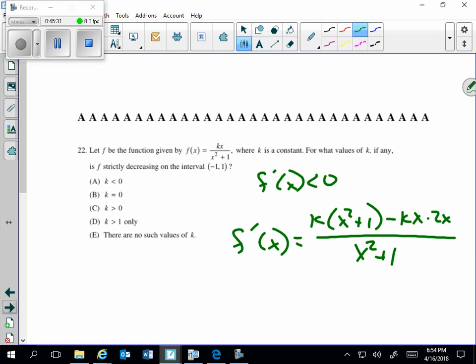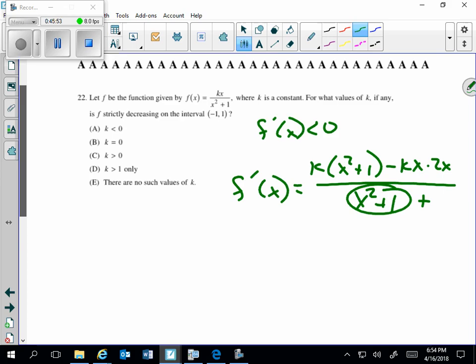Okay? Where will a fraction be negative? When they are opposite signs, correct? When one's a plus and one's a minus. Well, look at the bottom. That's always plus. X squared is always positive. When you add 1 to a positive number, it's always positive. So all I have to look at now is the top. So when will the top be negative?